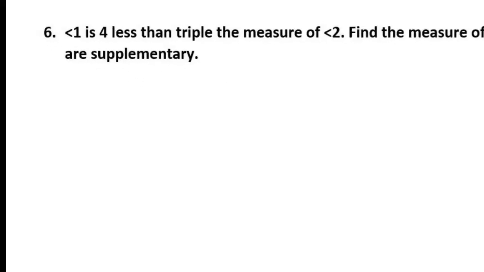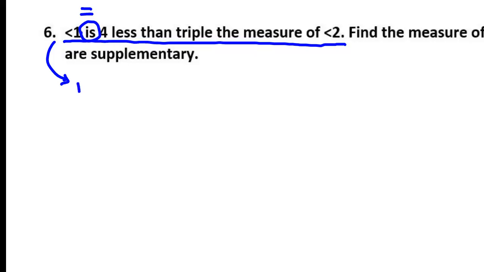Tells me that angle 1 is 4 less than the measure of angle 2. What symbol do I put in the place of is? Is means what when I'm reading a sentence like this? Equal. So the measurement of angle 1 is equal to. What does 4 less mean to do? Subtract 4. So this is minus 4. I'm going to subtract 4 from something.